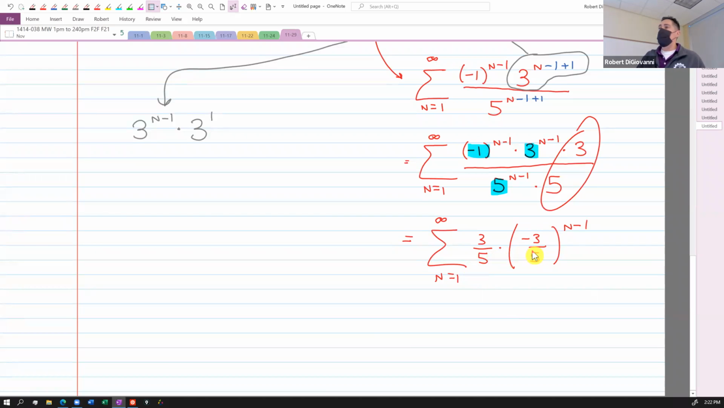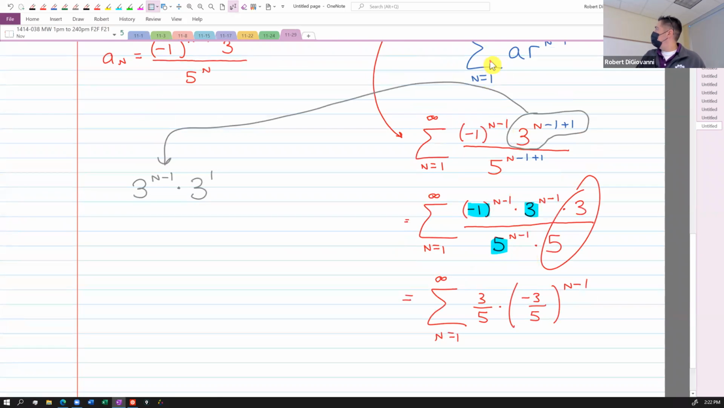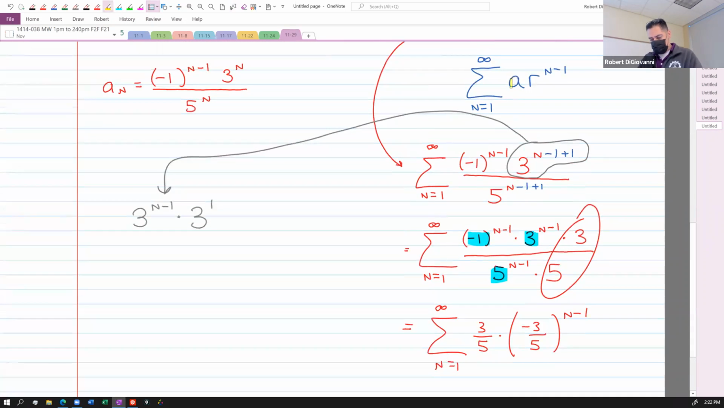And now do you see the A? The A is this, right? The A in the formula. See if I can move this. Yeah, the A here is this. And then the R here is this number. See it?